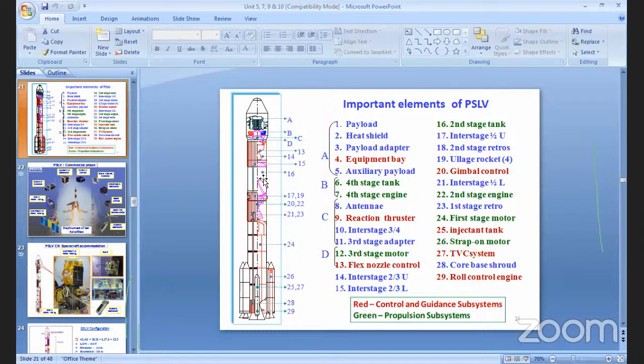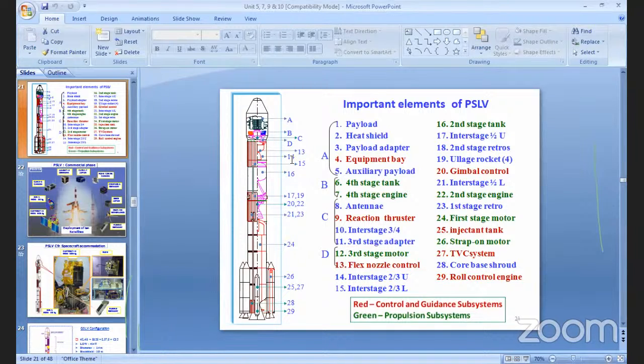And the 10th one is an interstage, and the 11th one is a 3rd stage adapter. In B, it is a 4th stage adapter, and in C, the 3rd stage adapter is nearby. It was arranged here. And D category. It has the 3rd stage motor, and it has a flex nozzle control. The fuel, whatever it is burning, will be released from this nozzle.